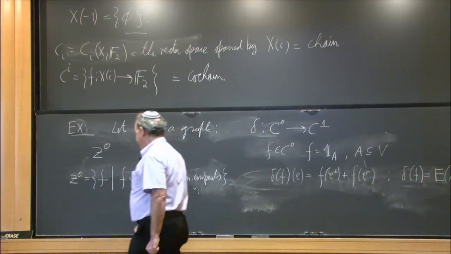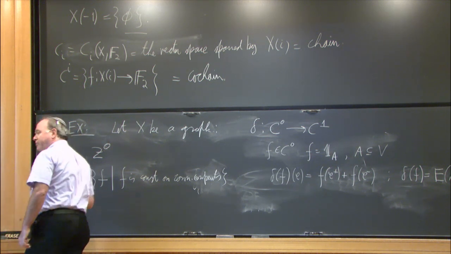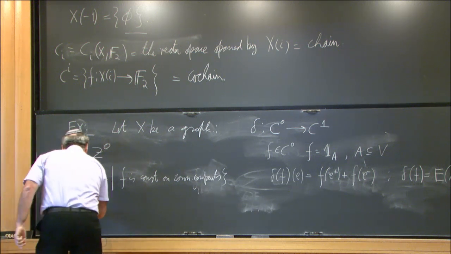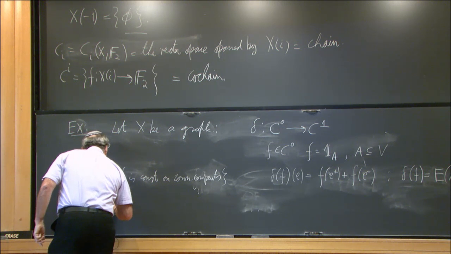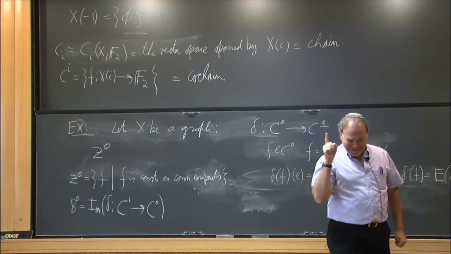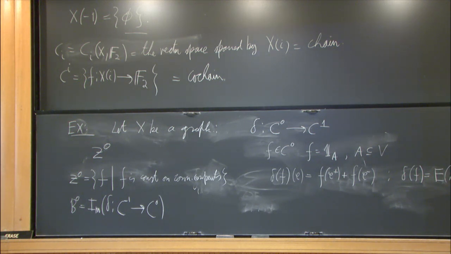Now let's see what B0 is, since we want to compute the zero cohomology of the graph. B0 is the image of the map delta from C minus 1 to C0. What is C minus 1? The functions on the empty set. The empty set is an element of C minus 1, and we have functions from this set to 0, 1. There are only two functions: either the zero function, or the function which takes the empty set, which is an element, to 1.